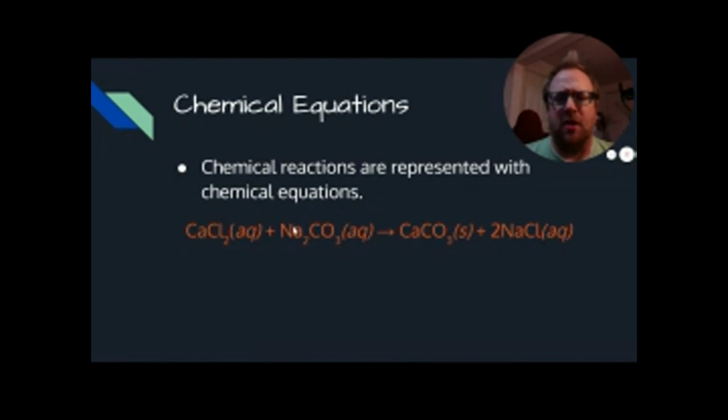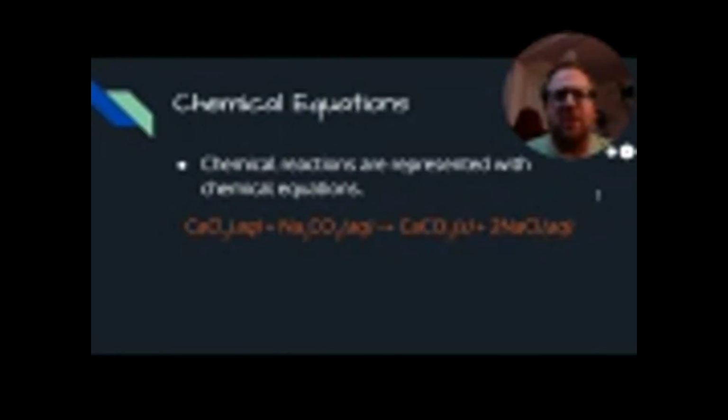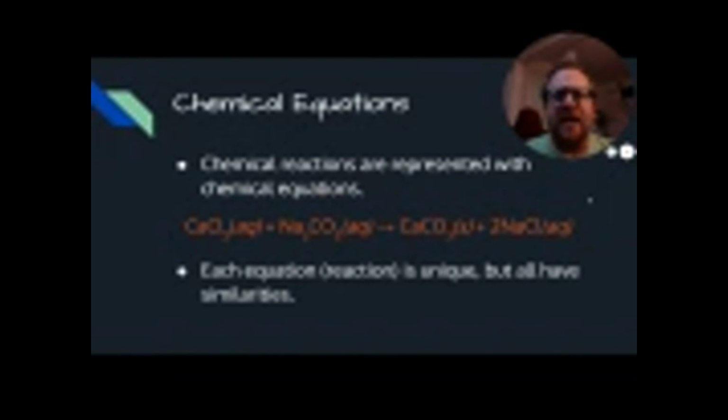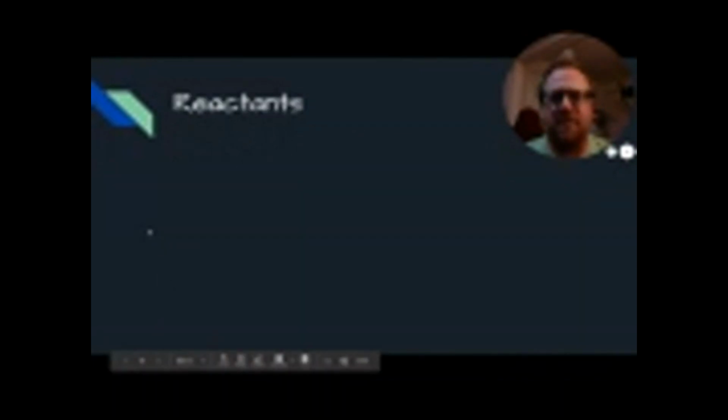Here's an example of a chemical equation. We've seen a couple of these in class before. We haven't talked about them very much, but that's what we're going to do now. Each equation, each reaction is unique, but they all have similarities. It's the similarities that we're going to focus on. Then we can get into the specifics and what makes each reaction and each equation unique.